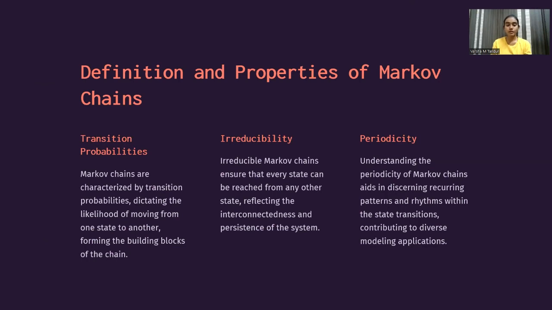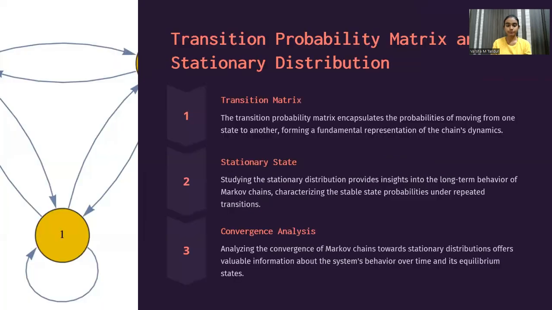Irreducible Markov chains ensure that every state can be reached from any other state, reflecting the interconnectedness and persistence of the system. Periodicity. Understanding the periodicity of Markov chains aids in discerning recurring patterns and rhythms within the state transitions, contributing to diverse modeling applications.